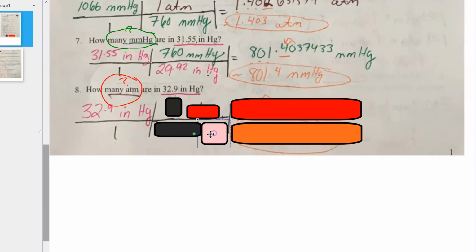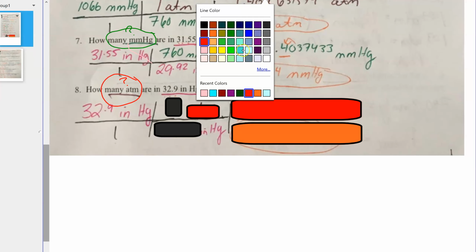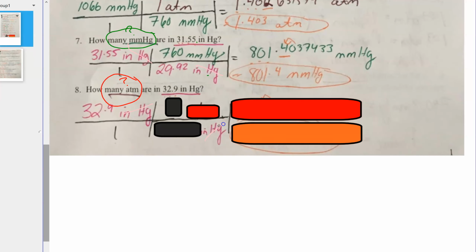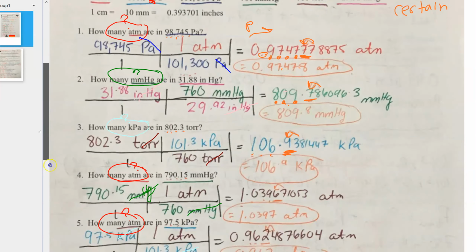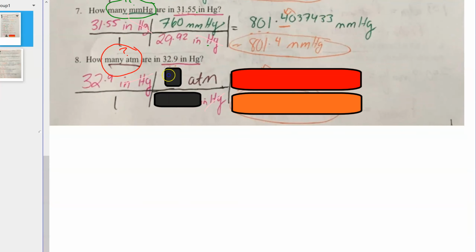We need to cancel inches of mercury. And when I do that, you can see if I've got it in the numerator and in the denominator, it'll cancel out. We want to get from inches of mercury to atmospheres. Is there a direct relationship there? Yes, look back on top. 1 atmosphere is 29.92 inches of mercury. Take all the numerators, multiply them, divide by the denominator.